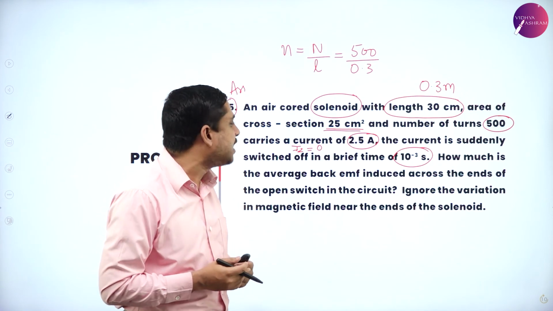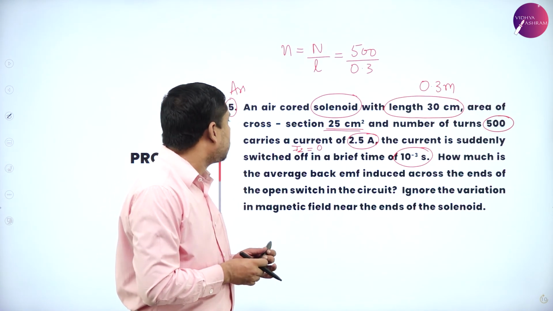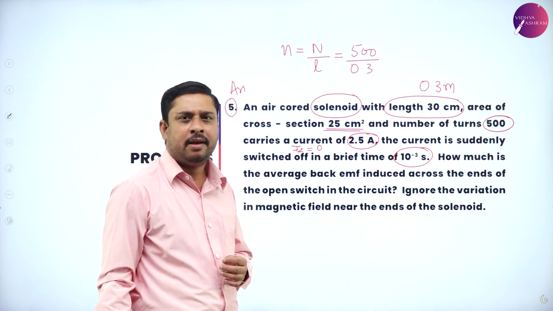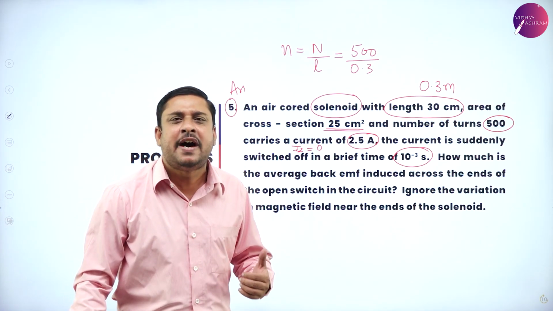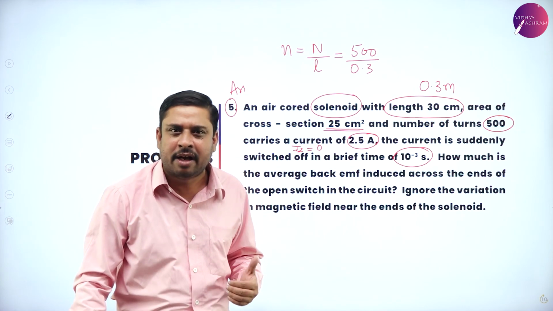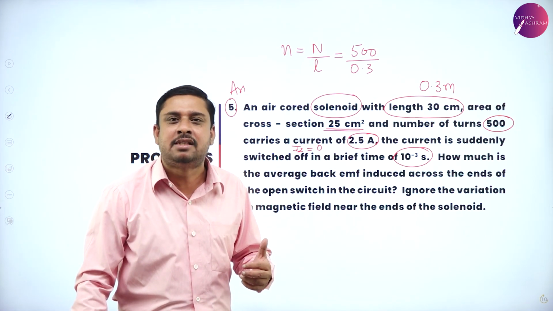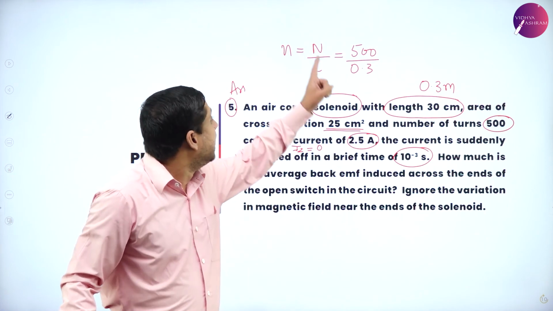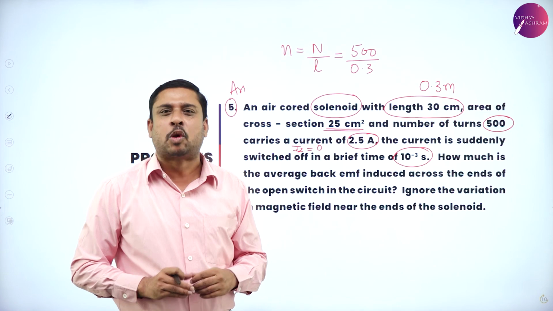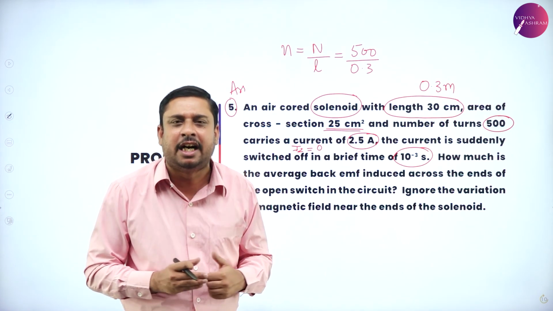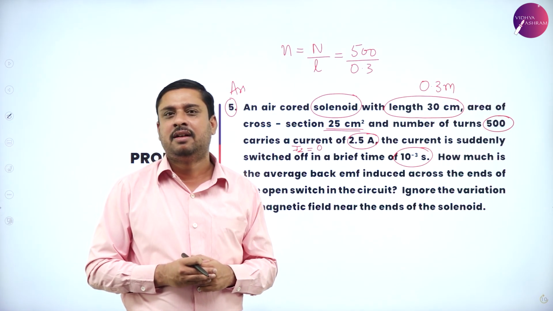Again, EMF has to be calculated across the ends. The same, d phi by dt. Phi is B into A. Now B is mu naught N by L into I. Proceed with the same method. You will arrive at the answer.